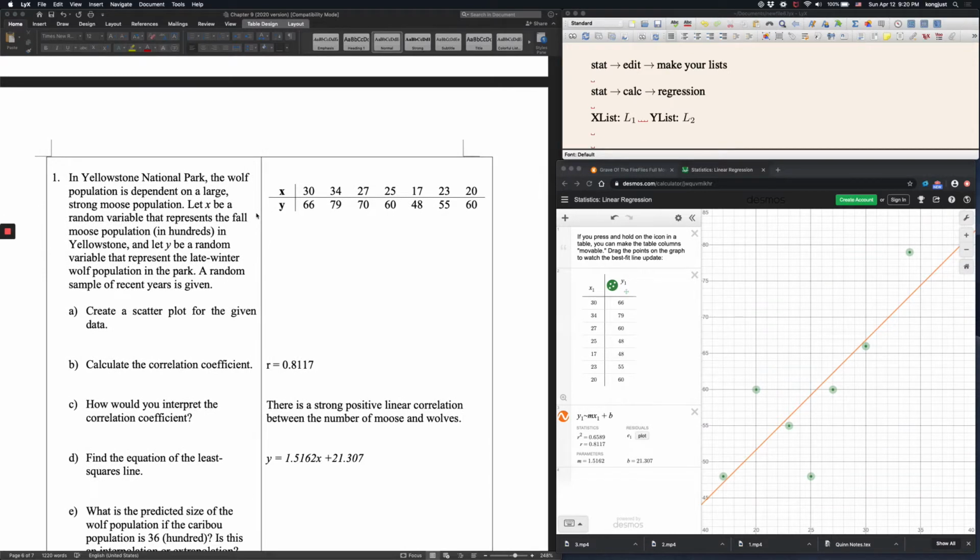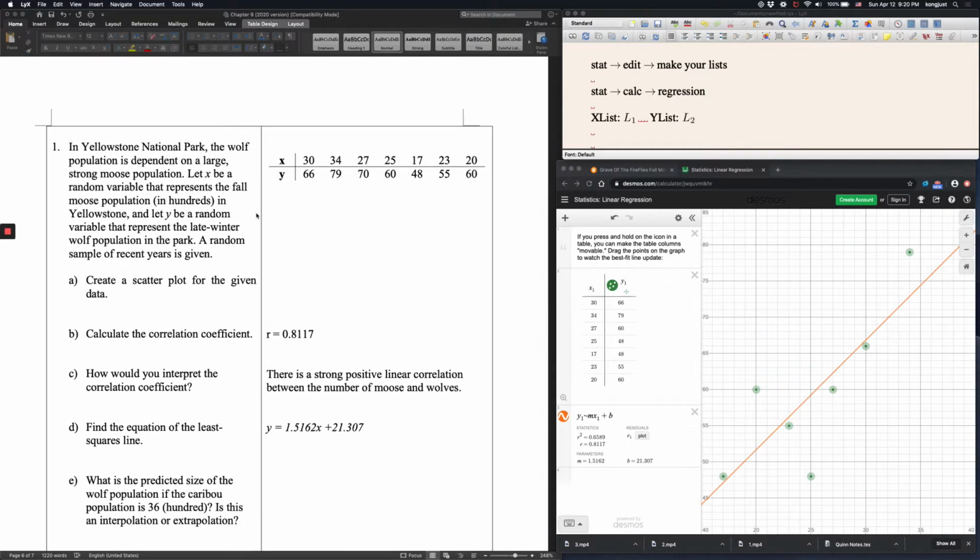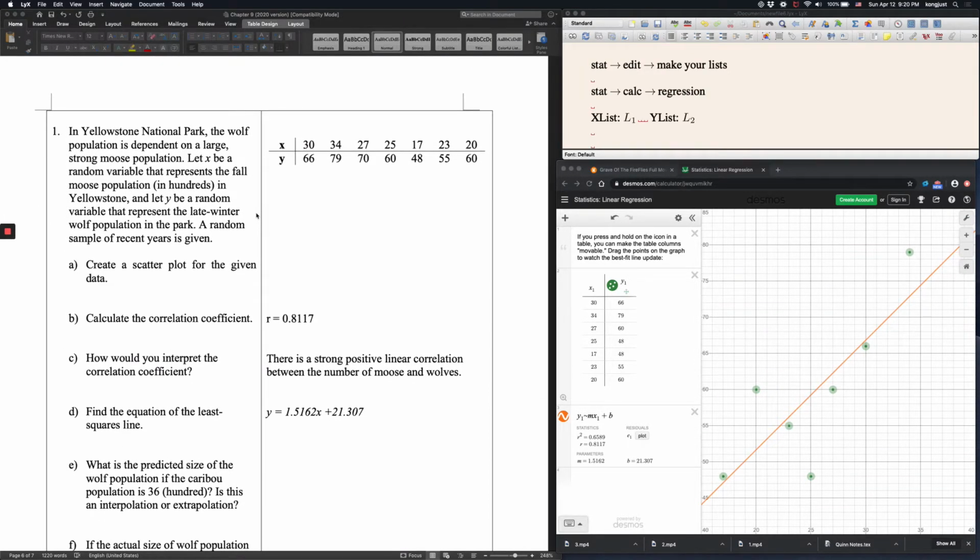First one. This is in Yellowstone National Park. The wolf population is dependent on a large, strong moose population. Let X be a random variable that represents the fall moose population in hundreds in Yellowstone. And let Y be a random variable that represents the late winter wolf population. That one doesn't say in hundreds, so just be aware. A random sample of recent years is given. Create a scatter plot for the given data.